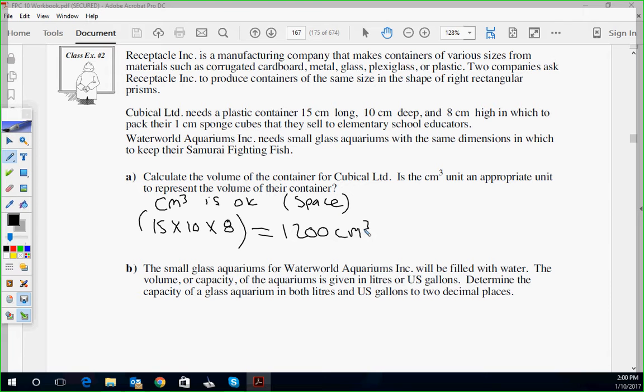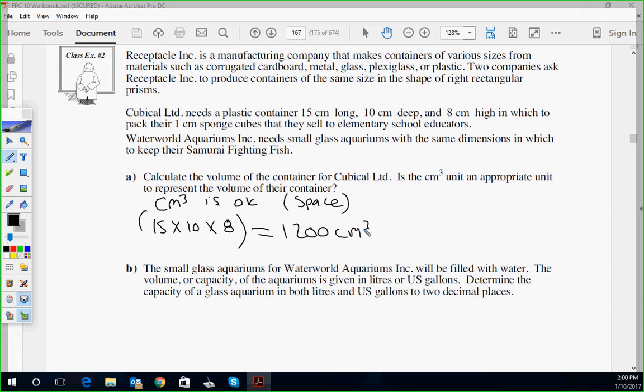Now the other place, obviously, we're putting water in it because we're transporting fish. So therefore, we'd like it to be in liters of water. Like how much water are we going to put in there? Okay, so how much space can the water take up? So we go back to our conversion above. If it's 1,200 cubic centimeters, what is that in liters?